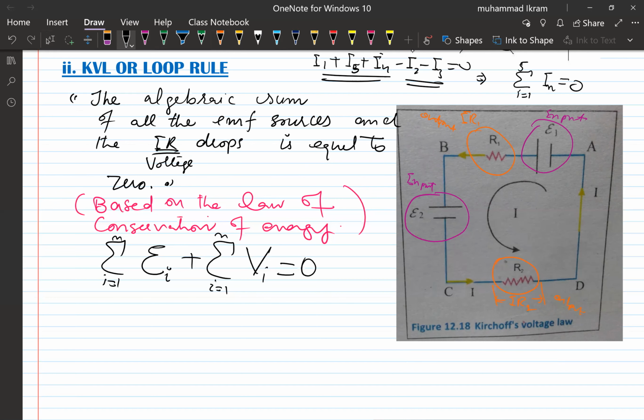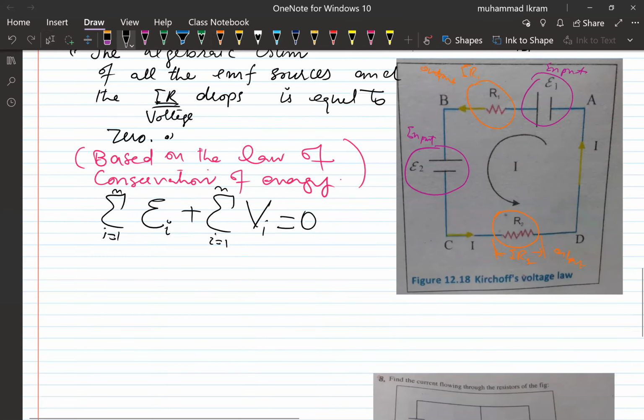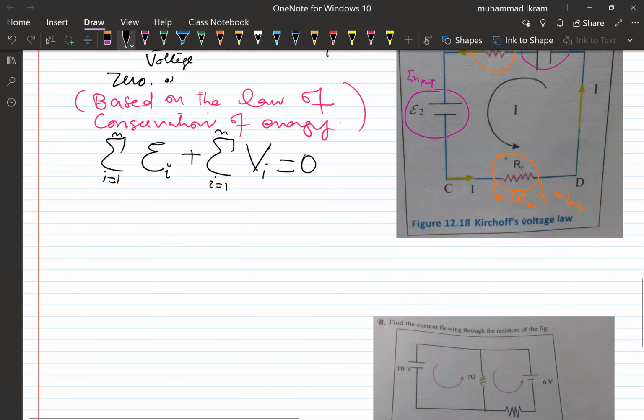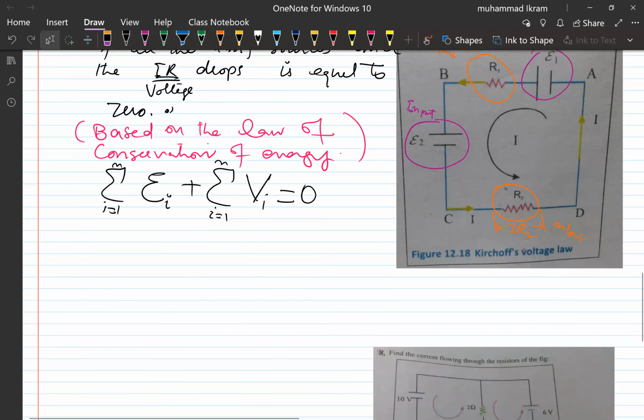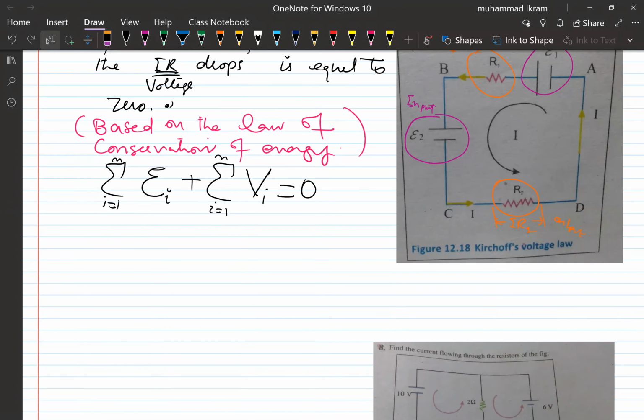Okay, there might be a question telling you to verify, or show, that Kirchhoff's second rule is based on the law of conservation of what? The law of conservation of energy. Now there are certain rules to apply for solving this circuit calculation. First, let me show you how it is based on the law of conservation of energy.